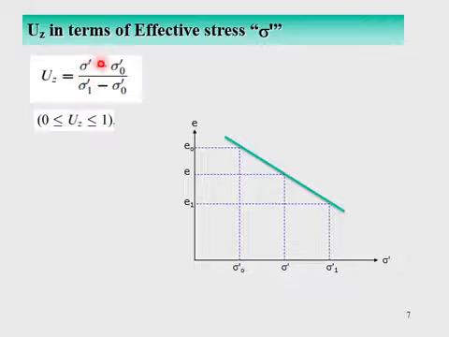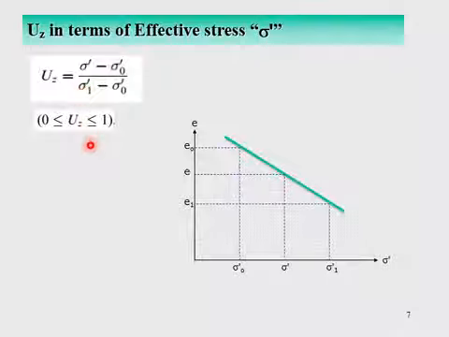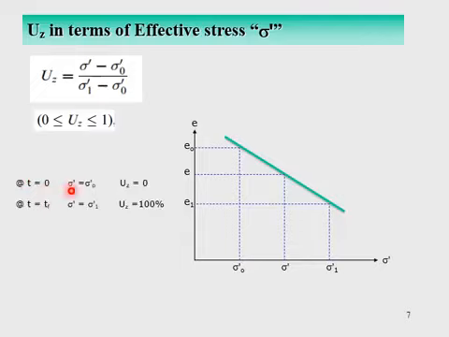And what is sigma prime? It is the effective stress at any time t for a particular depth. Its values would vary from sigma naught prime at t equal to 0 to sigma 1 prime at t equal to tf. So again we can verify this. At t equal to 0, sigma prime would be equal to sigma naught prime, right? If you put sigma naught prime here, you see Uz is equal to 0.